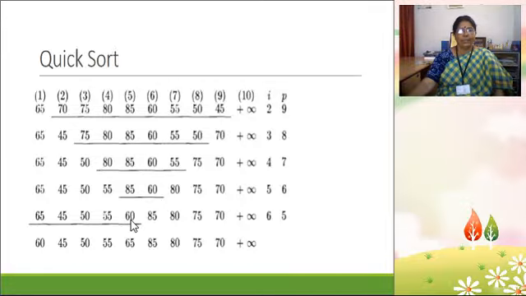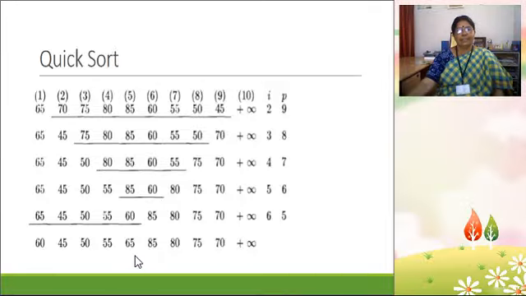So now what are the values of left and right pointer? Left pointer points to 6. Right pointer points to 5. So left pointer is greater than the right pointer. In this case, we need to exchange the elements pointed by the right pointer and the partition element. That is, we exchange 60 and 65. So 65 comes to the 5th position and 60 goes to the 1st position.